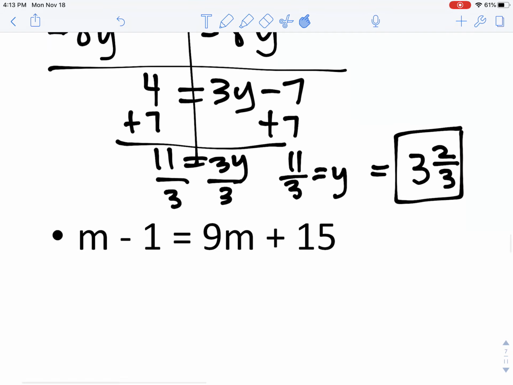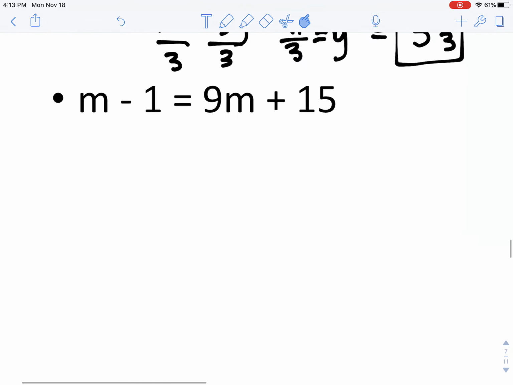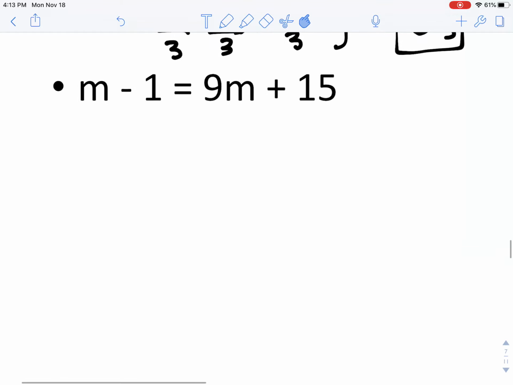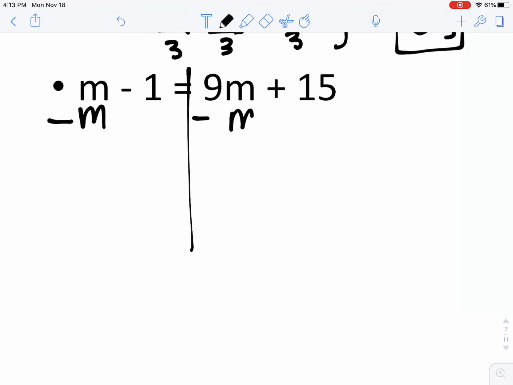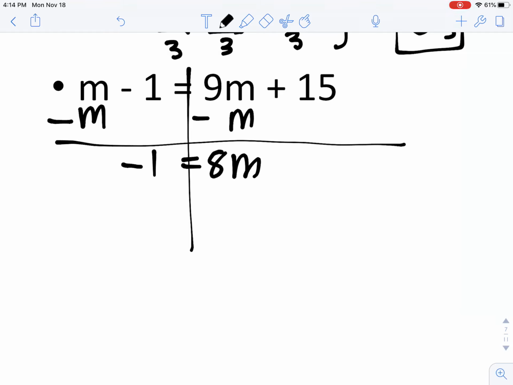I want you to try this next problem. Pause the video and try it on your paper. For this problem, again, we want to get those m's on one side. So what I'm going to do is subtract m from both sides. I'm left with -1 equals 8m, because what we're doing is taking 9m minus 1m.